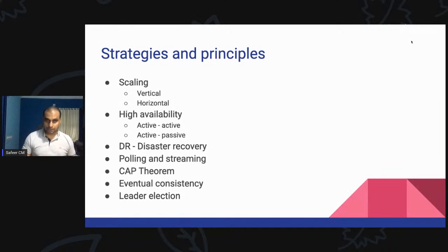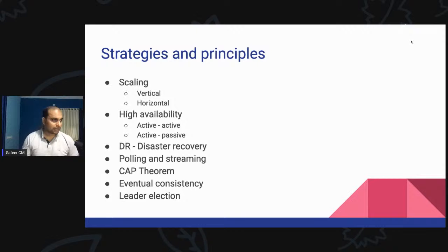The replication always happens irrespective of whether it's active-active or active-passive. But in active-active, both servers are either taking the request at the same time or they are ready to take the request at the same time. So this is active-active. In the other case, one server always takes the request, and if it goes down, the passive one takes over and starts serving the request. So that is active-passive. So these are two high availability strategies.